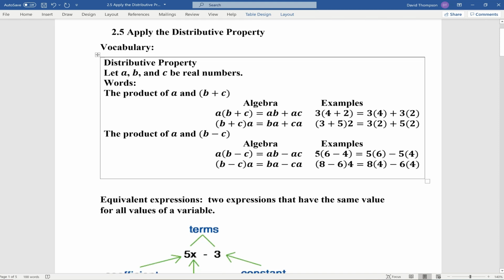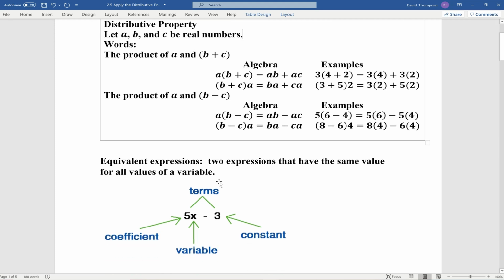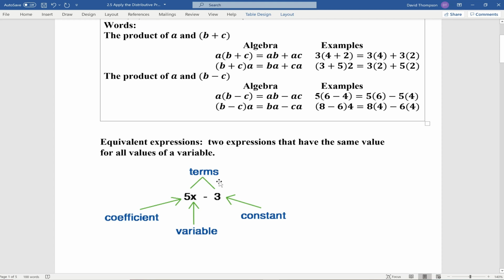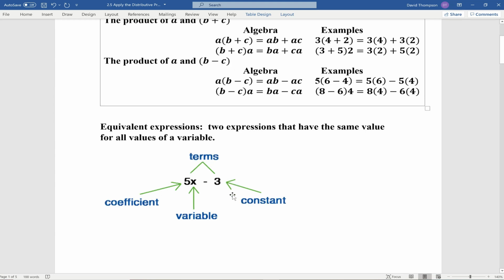Equivalent expressions: two expressions that have the same value for all values of a variable. And then some general terms with algebra. So we have terms. They're split by operators, such as addition or subtraction. Variables are letters, the numbers in front of the variables are coefficients, and numbers that stand by themselves are constants.